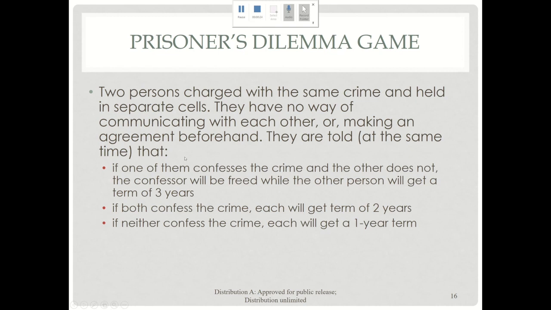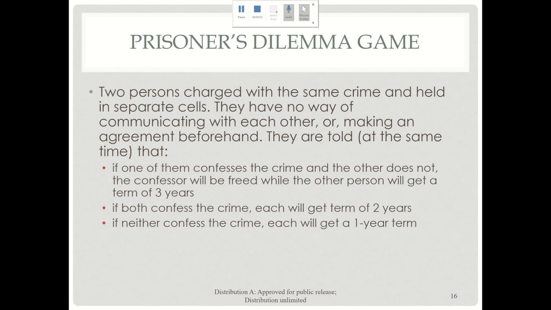They are told at the same time that if one of them confesses the crime and the other does not, the confessor will be freed while the other person will get a term of 3 years. If both confess the crime, each will get a term of 2 years, and if neither confesses the crime, each will get a 1-year term. Now let us see how we can take this game statement and convert it into a normal form game represented as a payoff matrix, which we saw in the last part.